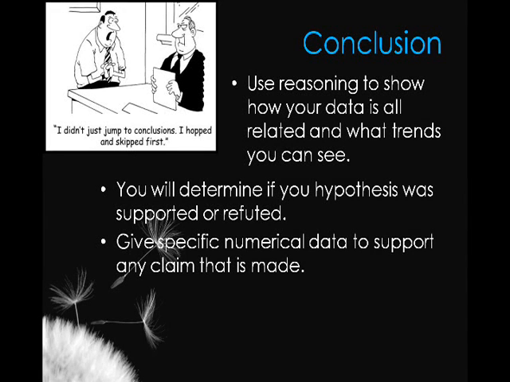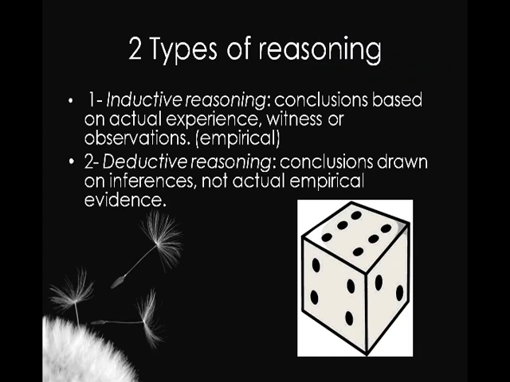When you're writing a conclusion, you need to show all the related trends of what you can see. You want to determine if your hypothesis was supported or refuted, and also give specific numerical data to support any claim that is made. So you can't just say, my hypothesis was supported because the data said so. You have to say specifically what data showed your hypothesis was being supported. You can't just skip to conclusions.